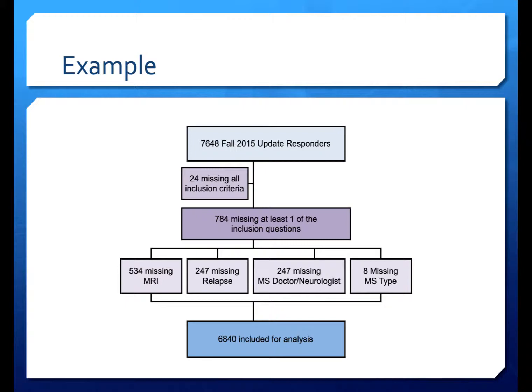This is an example of what's generally called a CONSORT diagram, or it could be the STROBE diagram. But basically you can see that we had 7,648 fall responders. 24 of them were missing all of the inclusion criteria. Another 784 were missing at least one of the inclusion criteria, so the responders did not answer those questions, which means we can't use them. So we need to then exclude them, and you can see here how many were missing MRI, relapse, neurologist, or MS type, and therefore we had 6,840 that were included for analysis.